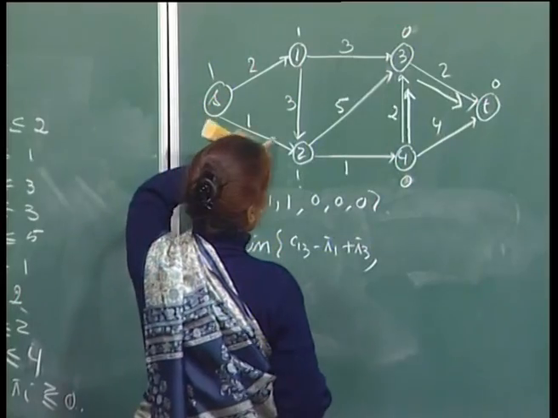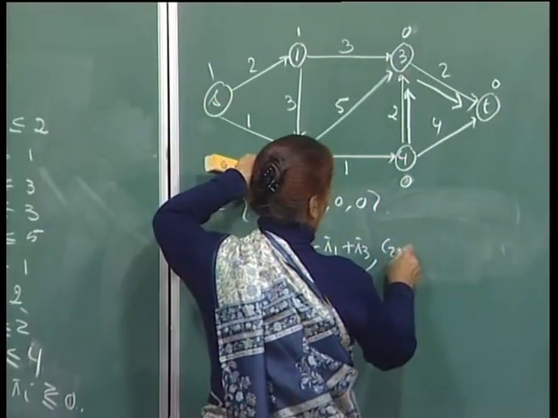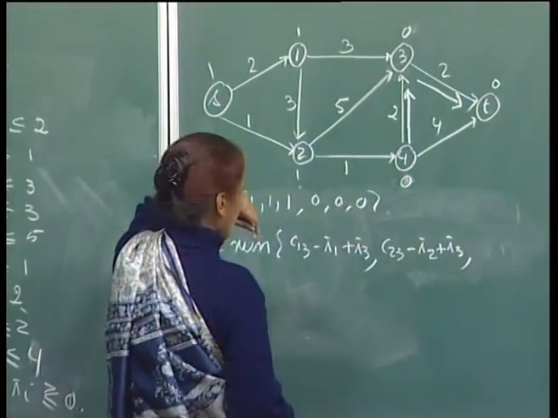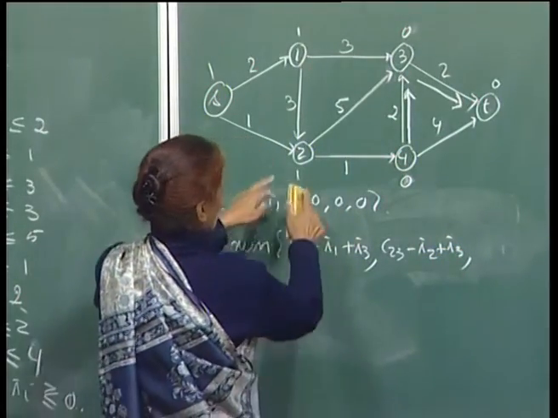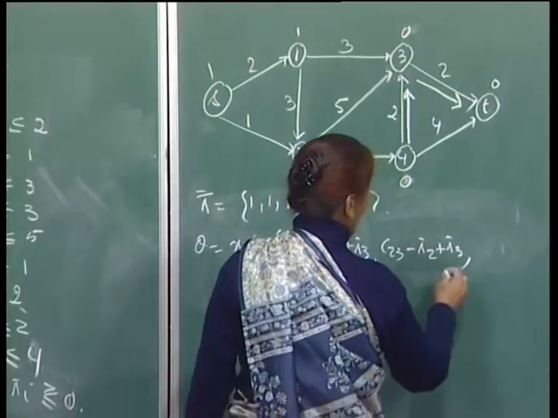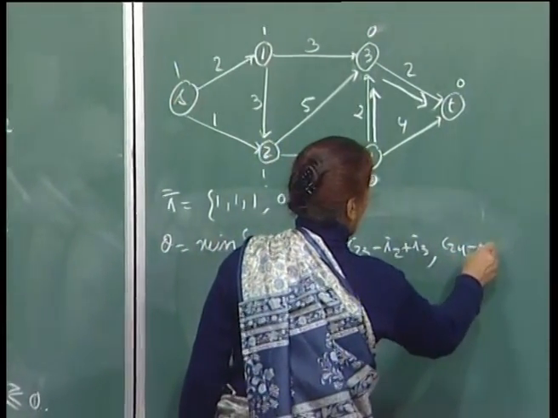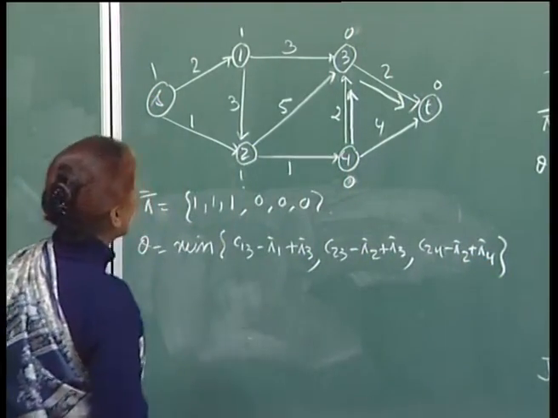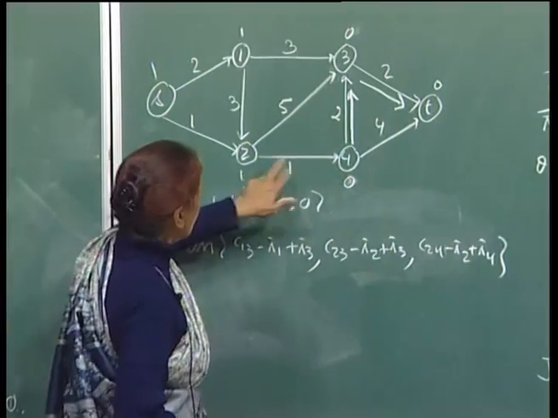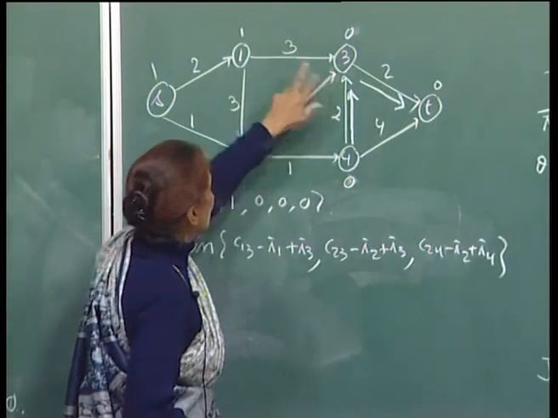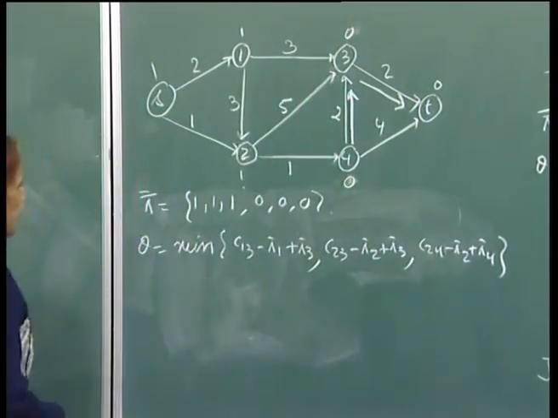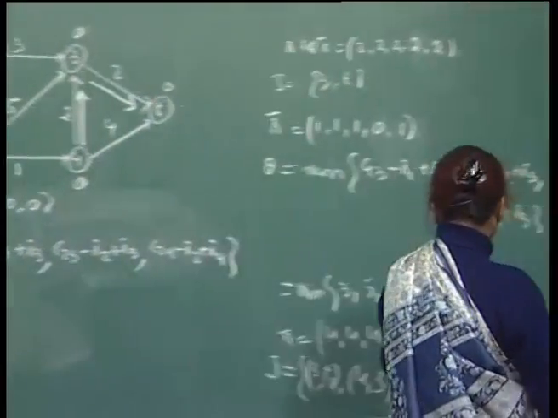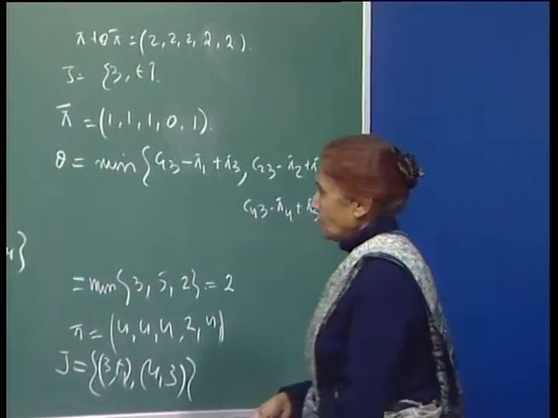Then it will be 2 3 again. So, C 2 3 minus pi 2 plus pi 3, and then you have this 2 4. So, this will be C 2 4 minus pi 2 plus pi 4. I think that is it, because these two are zeros. So, you have these three. Let us quickly, because I have my dual solution here, write down the values.